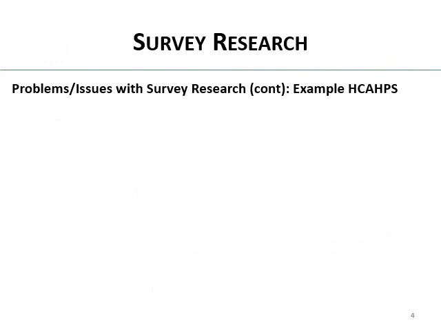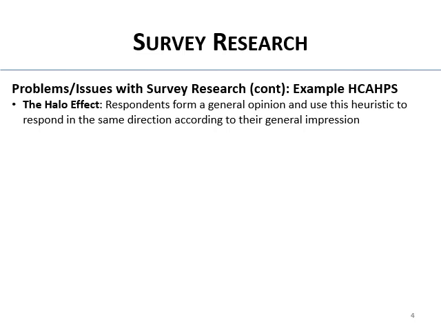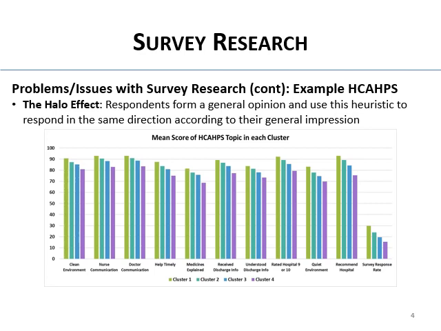So an example is the hospital survey called HCAHPS. HCAHPS is a survey that's done of all hospitals in the United States, random sample. And I think people basically respond using something called the halo effect to this. So the halo effect is when folks get a general opinion about things and they use that general impression to interpret everything else. So the HCAHPS survey covers these different topics: clean environment, how well the doctor and nurse communicated, how helpful the staff was, how well they got instructions when they were discharged, how quiet it was, etc.